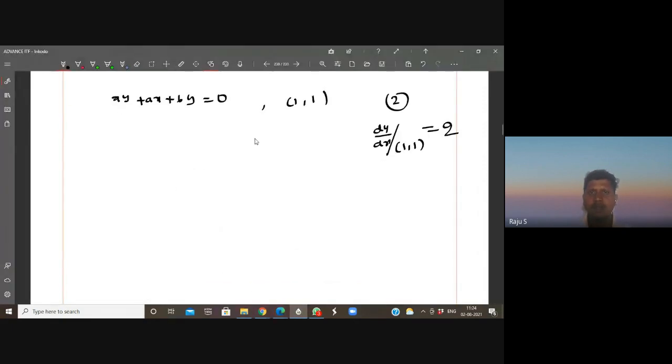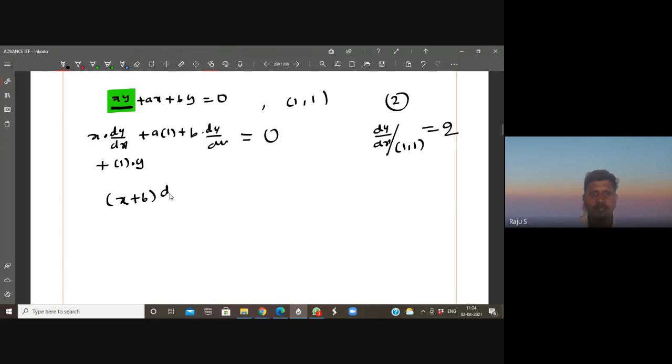Simple, to find dy by dx, differentiate this. When I differentiate, x into y derivative is dy by dx, by the UV rule: x into dy by dx plus, UV dash plus U dash V, 1 into y, plus a into 1 plus b into dy by dx, is equal to 0. Now dy by dx can be taken common: x plus b into dy by dx is equal to minus of a plus y, taking a plus y to the right side. So dy by dx is equal to minus of a plus y by x plus b.